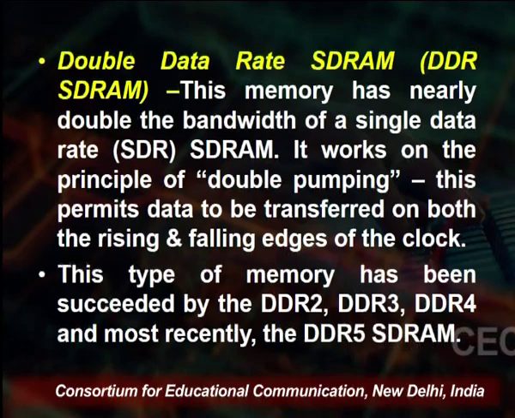Next is the double data rate SDRAM, that is DDR SDRAM. This memory has nearly double the bandwidth of the single data rate SDRAM, and it works on the principle of double pumping, which permits the data to be transferred on both the rising and the falling edges of the clock. This type of memory has been succeeded by DDR2, DDR3, DDR4 and most recently DDR5 SDRAM. So, here we have discussed the types of the RAM. Now we discuss what is the ROM.